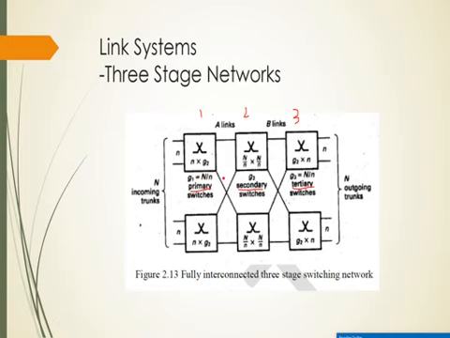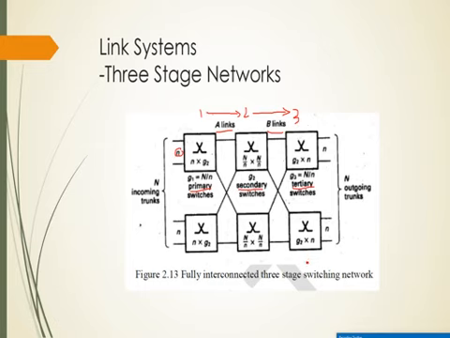Now in this case you can see that there is something specified as A link and B link. These are nothing but the connections which are present between the primary switch and the secondary switch, and B links are the connections between the secondary and the tertiary switches. And now we have to decide on what should be the inlet, what should be the outlet, how many primary switches there will be, how many secondary switches, how many tertiary switches, and so on.